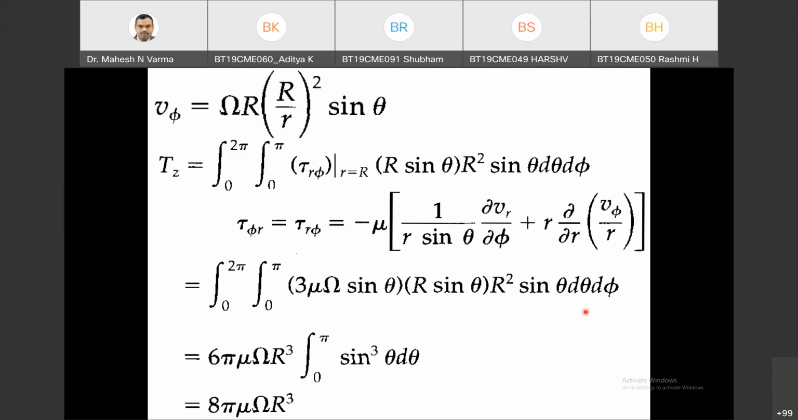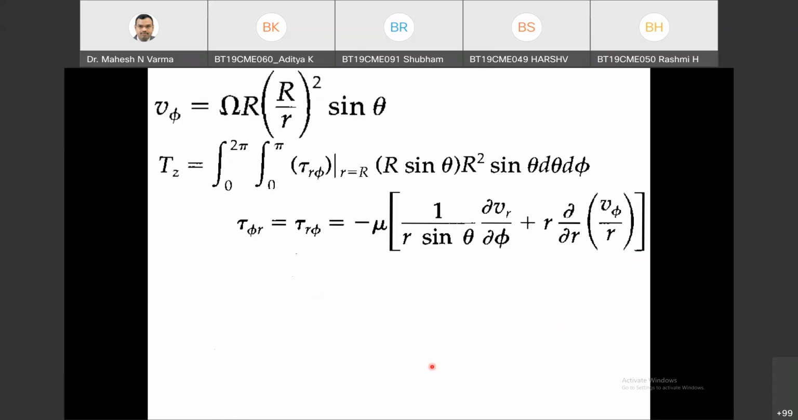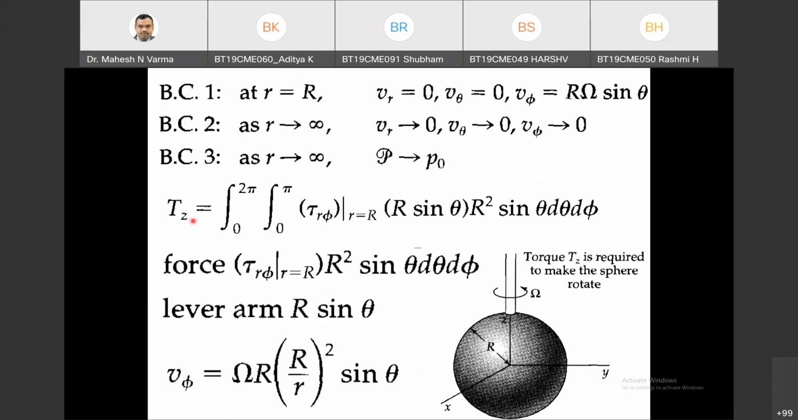How we got this: using the velocity profile, we get the surface momentum flux at r equals R. This momentum flux at r equals R is multiplied by the surface area, which gives the drag force. Drag force multiplied by the moment arm, r sine theta, and this is changing because I am moving in the phi direction.